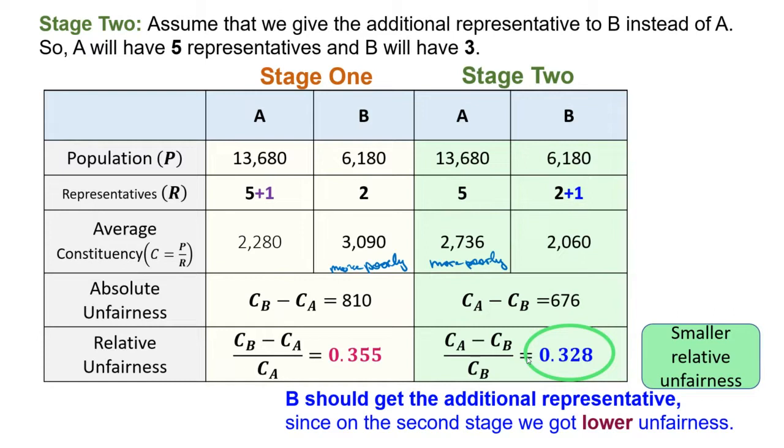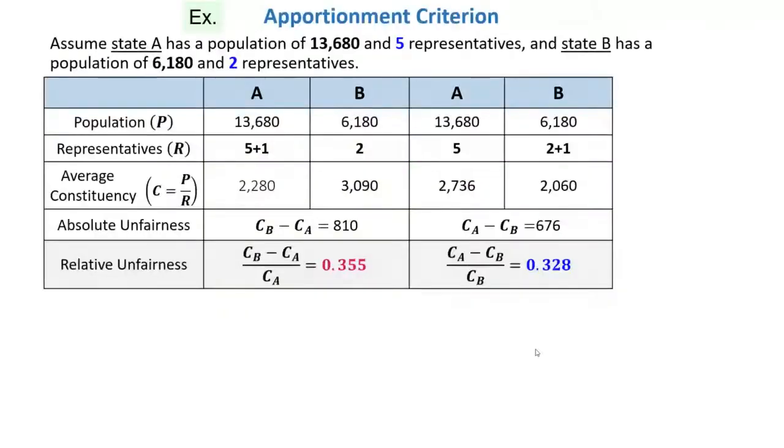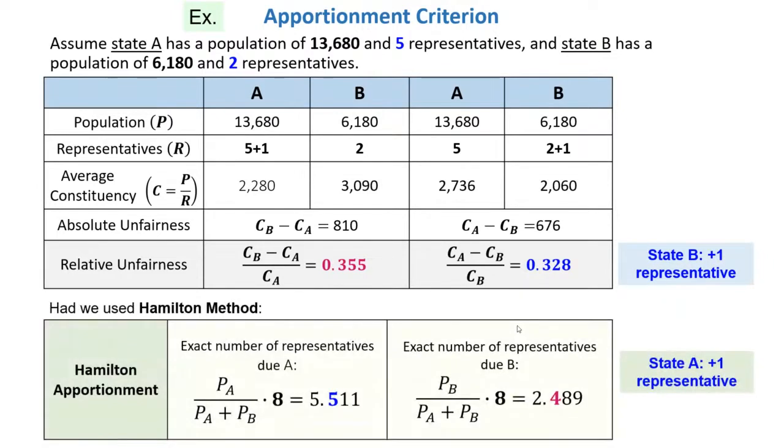So this is how this method works. Smaller relative unfairness happens when we assign the representative to B. So we assign this representative to B. Okay. So this is again the same table. The state B gets an extra representative, and we can compare the apportionment criterion method with the Hamilton method.